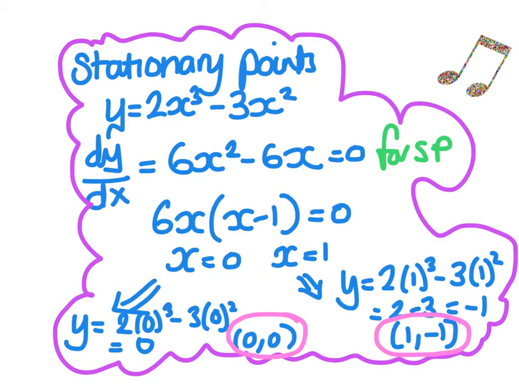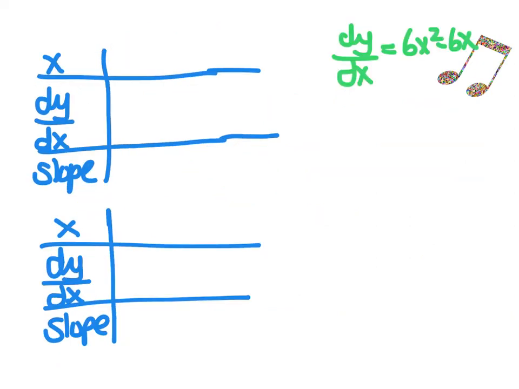So I've now got my x and y intercepts and my stationary points, but I need to know what kind of stationary points they are. So next we're going to be finding the nature. So I'm going to do a nature table for each of the points with the headings x, dy by dx and slope. I've got a note of the derivative here so that I can do my calculations based on that.